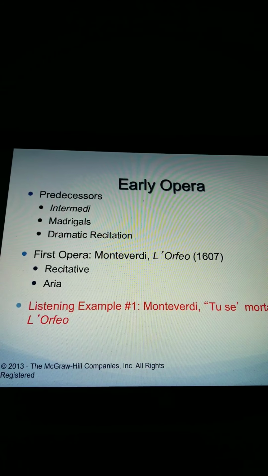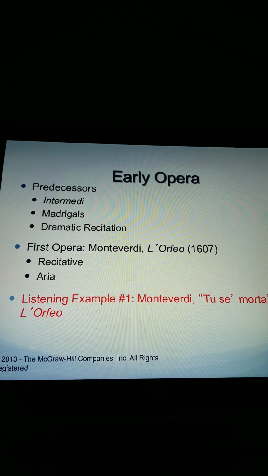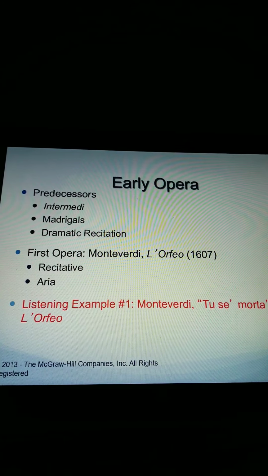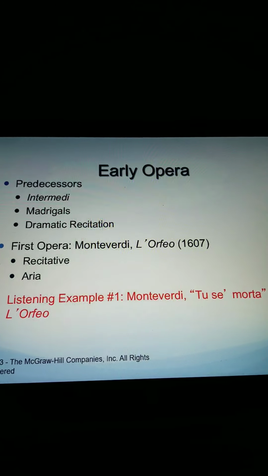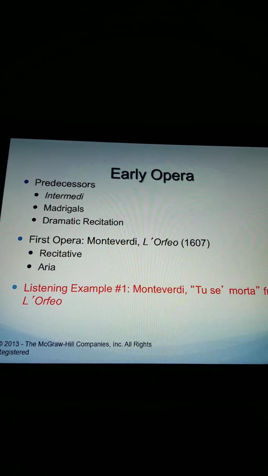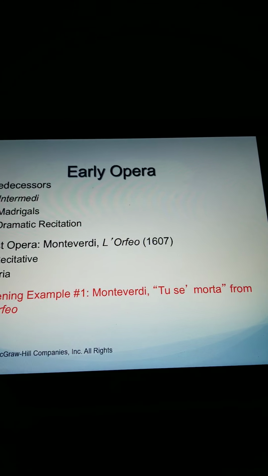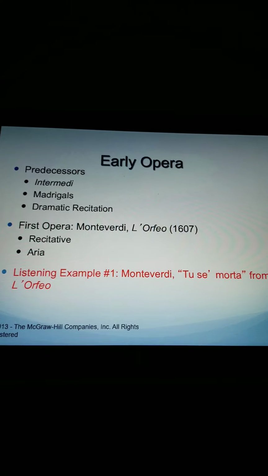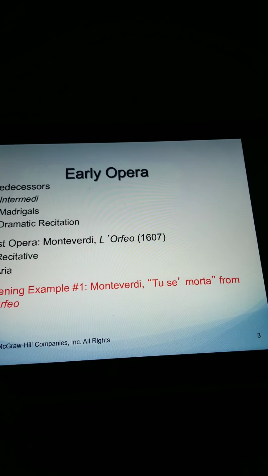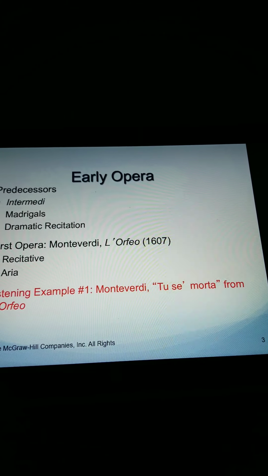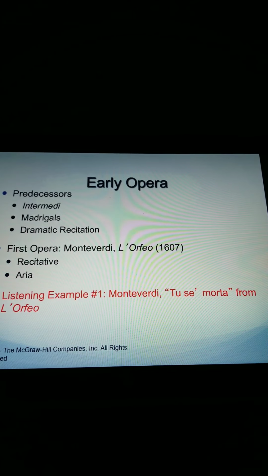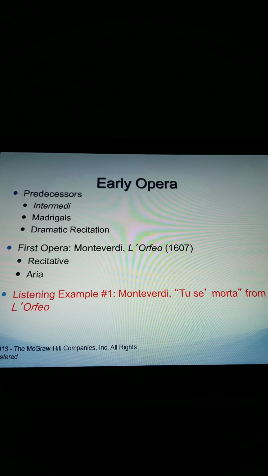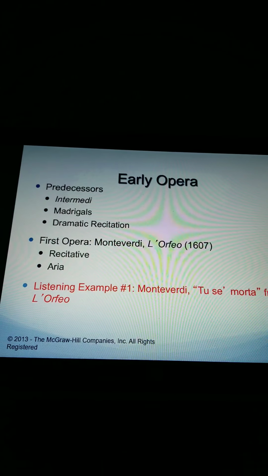But the actual first opera that we're aware of was composed by Monteverdi, and it was composed in 1607. It's called L'Orfeo. Now, L'Orfeo is a story about a man named Orpheus or Orfeo. He's grieving over the death of his wife, and he decides that he wants to go to the underworld to try to bring her back. Her name was Eurydice.